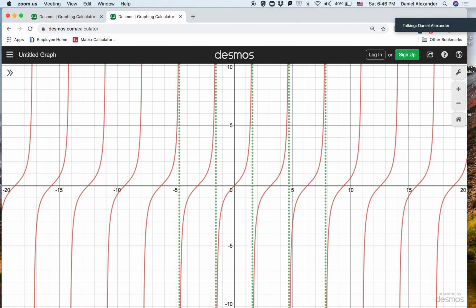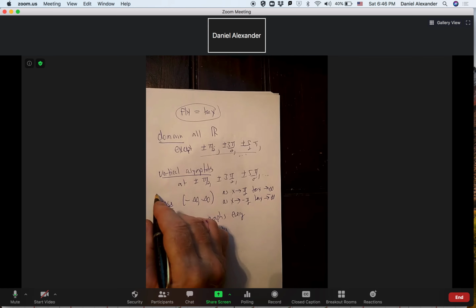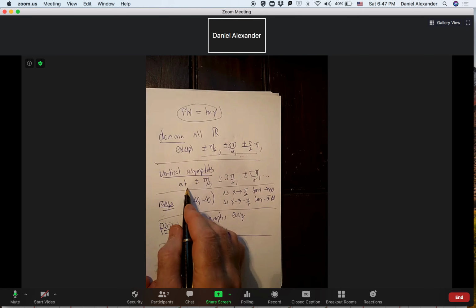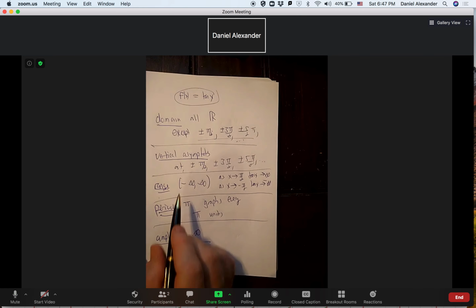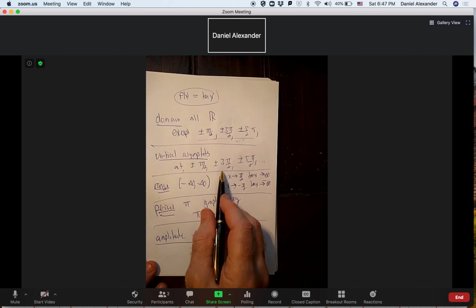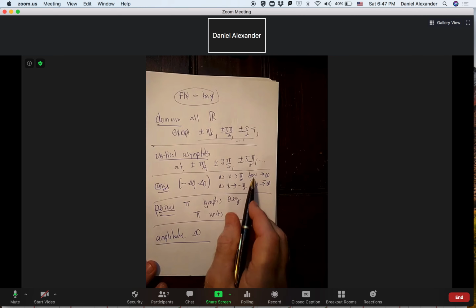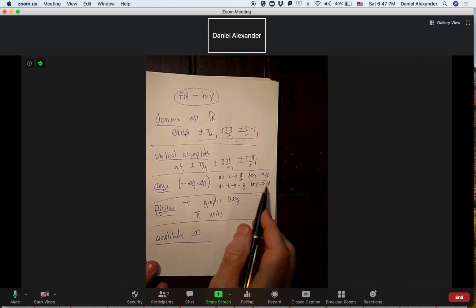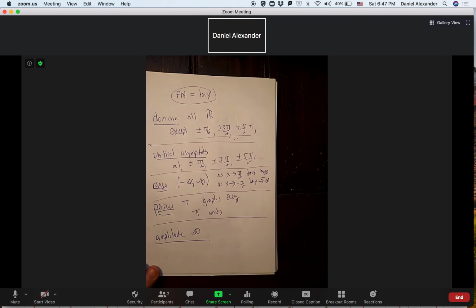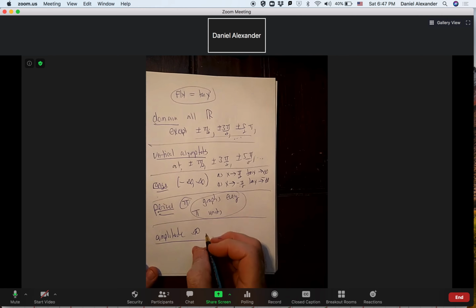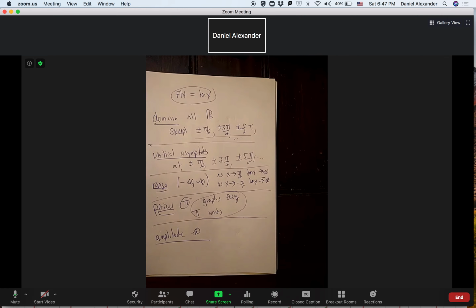Okay. So just one more final summary. If you want to take another look at it, the domain is all real numbers except where there are vertical asymptotes. The range is minus infinity to infinity. And as x approaches pi over 2, 3 pi over 2, 5 pi over 2, the tan x approaches infinity. As x approaches minus pi over 2, etc., the tan x is going to approach minus infinity. Okay. The period is pi because the graph repeats itself every pi units, and the amplitude is infinity, but we really don't talk about it because it doesn't really make sense to.